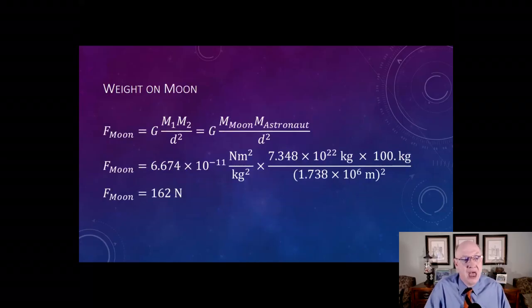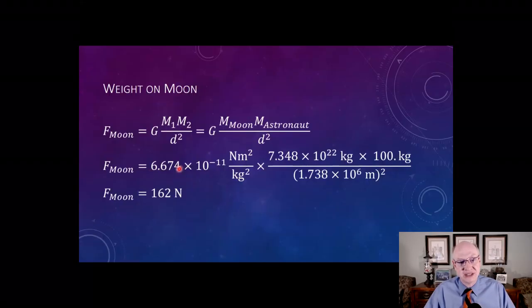So the force pulling on the astronaut on the moon due to gravity is G times the mass of the first body, the mass of the second body, divided by the distance squared. G is our constant. The first mass is the mass of the moon. The second mass is the mass of the astronaut. And the distance between them is going to be the radius of the moon. So that's where we get our distance squared. So now let's plug the numbers in.